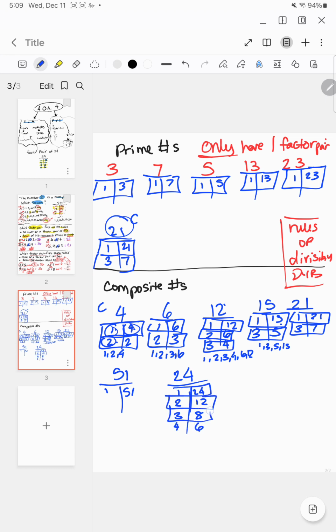And some numbers will have more factor pairs than others, but the bottom line is if it has more than 1 factor pair, more than 1 way you can multiply and get it, it is composite. Now, 51 is a tricky one. Most people don't know that, but if you look at the rules of divisibility, it doesn't have an even number or 0, so I can't divide it by 2.